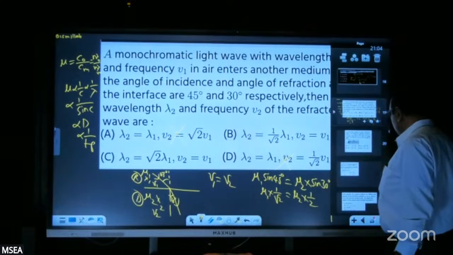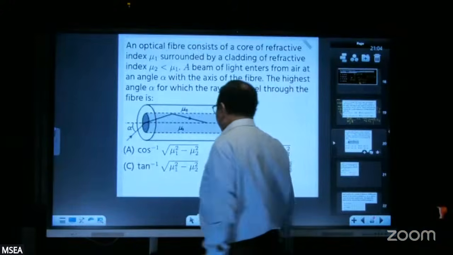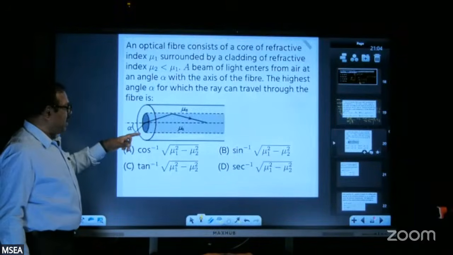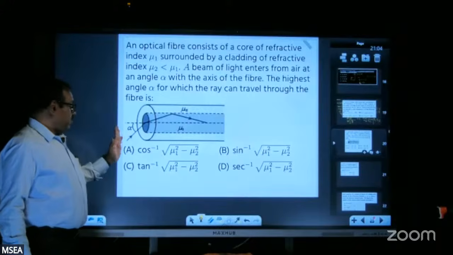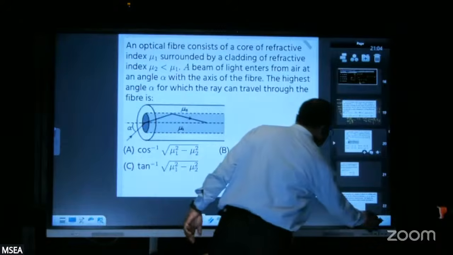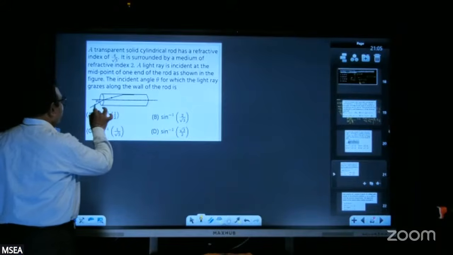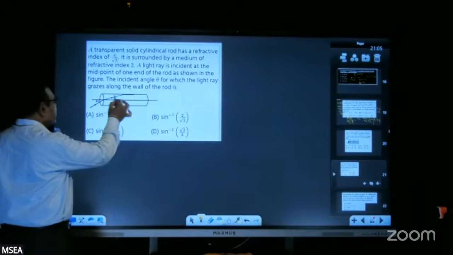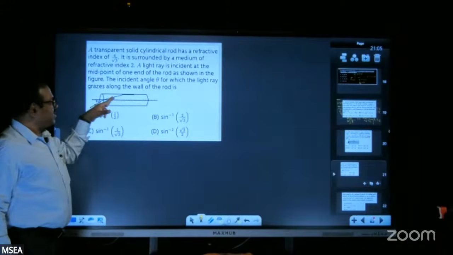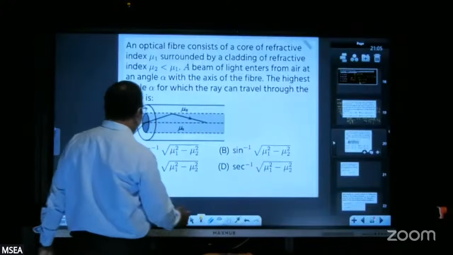Yes, another important question. This is a standard point you should remember. Whenever a light ray travels from air with an angle alpha and enters into a medium, it is similar to the previous question. Let us come to this one. The light ray enters inside and grazes. Then what should be the maximum angle such that it grazes? This is the standard formula you have to remember.